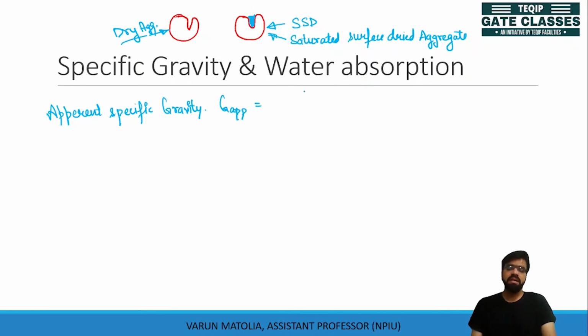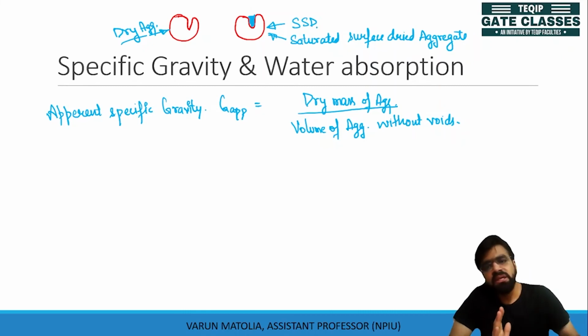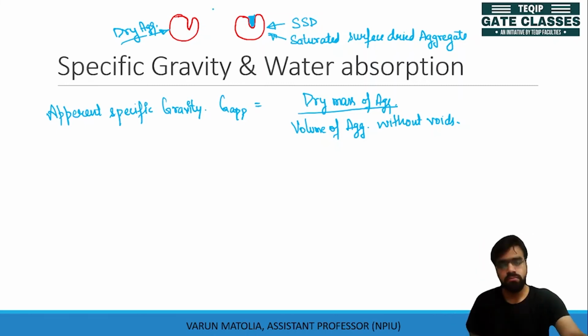which is calculated by dividing dry mass of aggregate to volume of aggregate without voids. Volume of aggregate without voids means the volume which is considered is the dry volume.